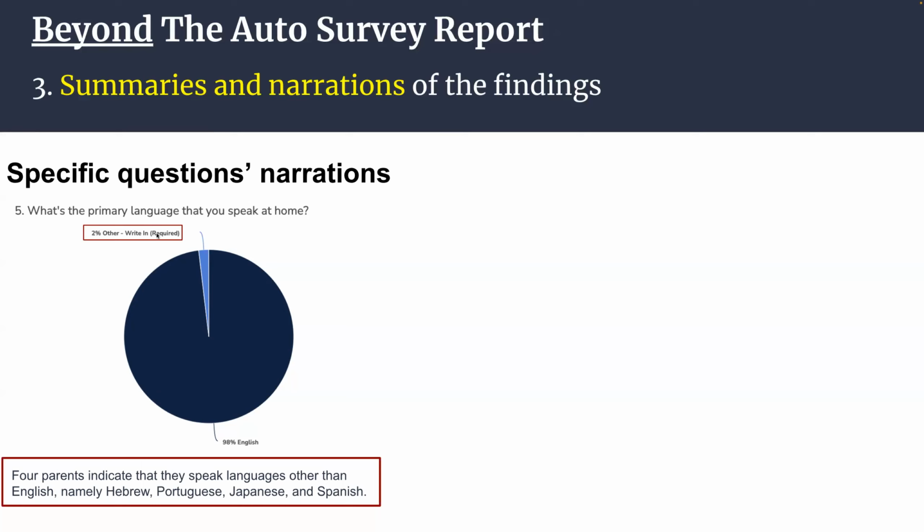This is an open-ended question, and there are only 4 parents' survey responses. This survey is sent to our parents, and there are 4 other languages the parents speak at home. So these are those other 4 languages. This is a simple task because the narration is just 4 different answers, only 2%.